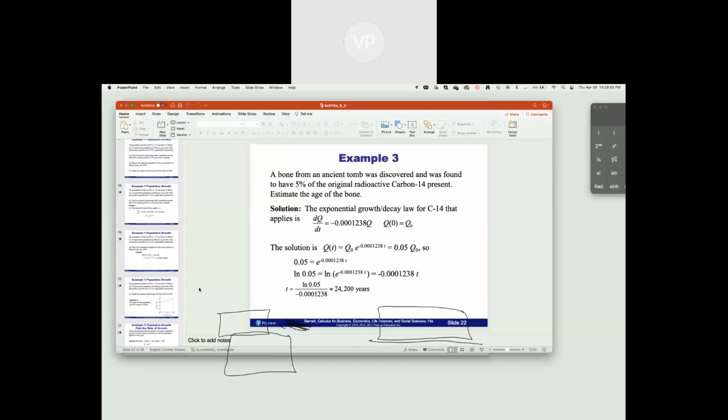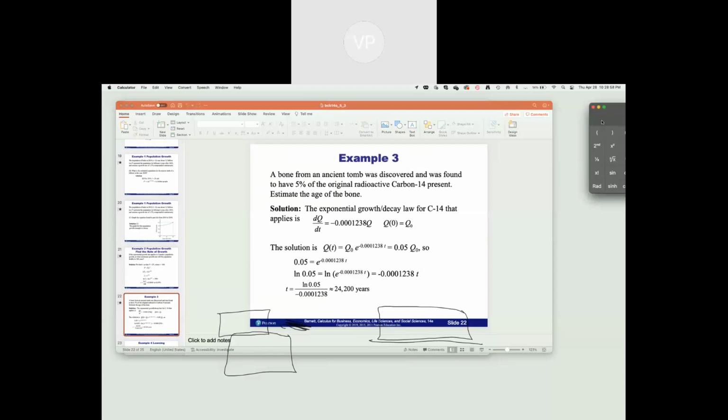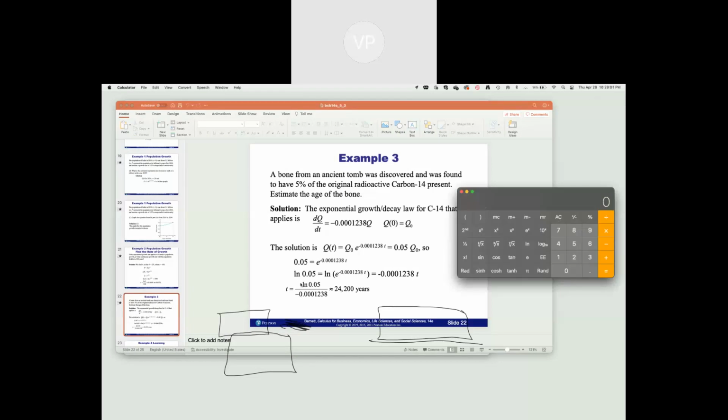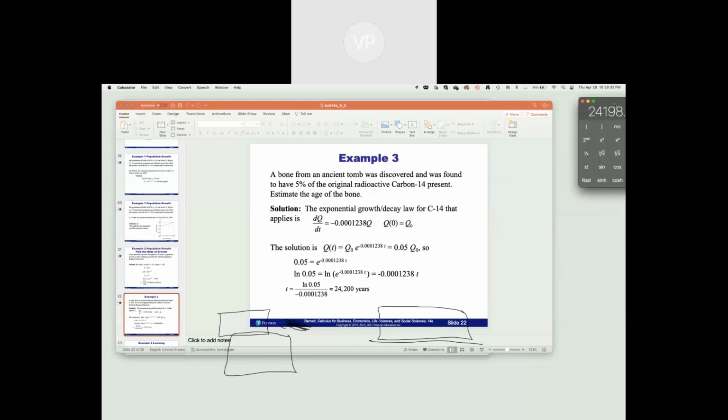Now, I'll do like I did a second ago. Let me get the calculator out to make sure you see how we calculate that on the calculator. So, natural log of 0.05. In my calculator, I type in the 0.05 first. I hit the natural log button, and then I divide it by negative 0.0001238. So we get 24,198, and they wanted us to round this. They didn't say it, and I didn't see it at least. They rounded this to 24,200 years, but you see how we got the answer, how you get that in the calculator. So that's where they come up with all of this.